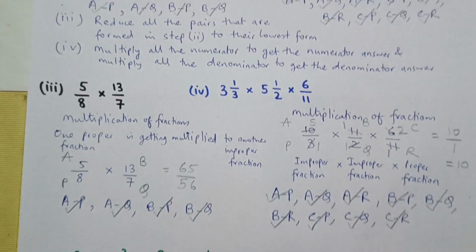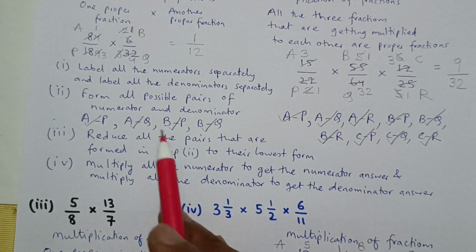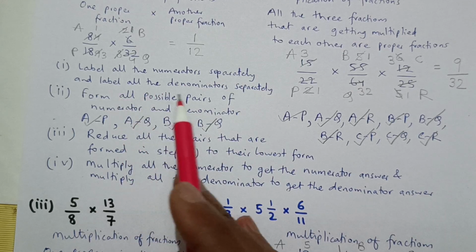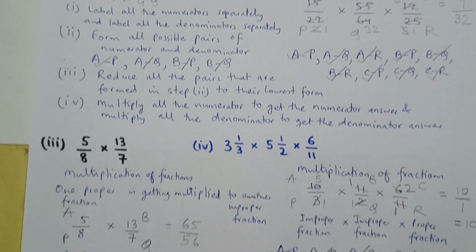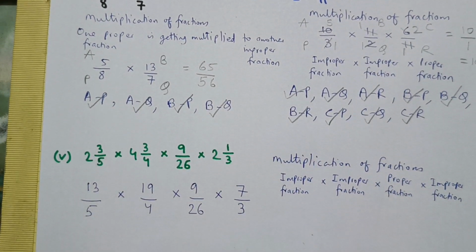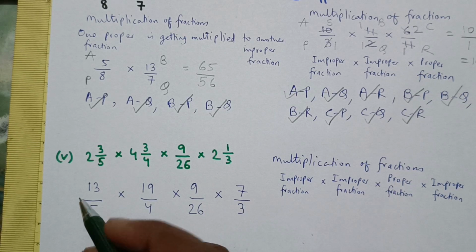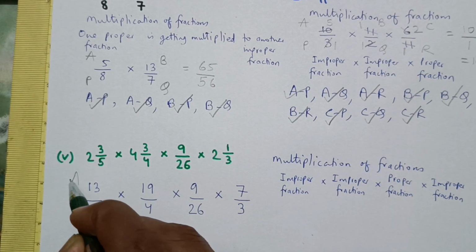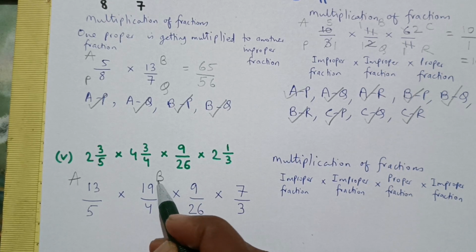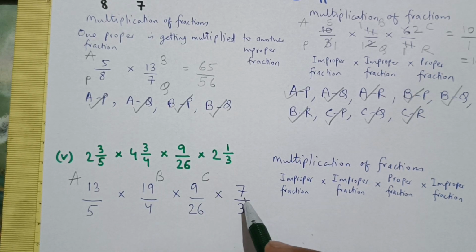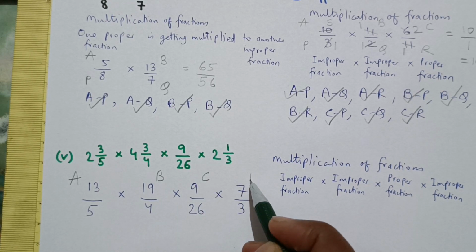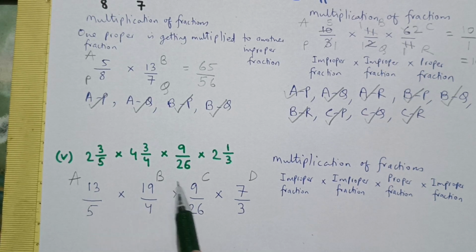Now step number 1 is label all the numerators separately and label all the denominators separately. So first let us label all the numerators separately. The numerators are 13, 19, 9 and 7. So let us say 13 is A, 19 is B, 9 is C, 7 is D. So the numerators are A, B, C, D.